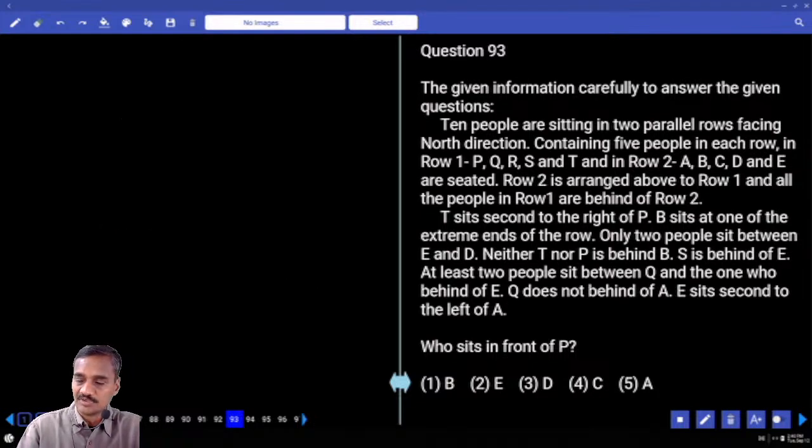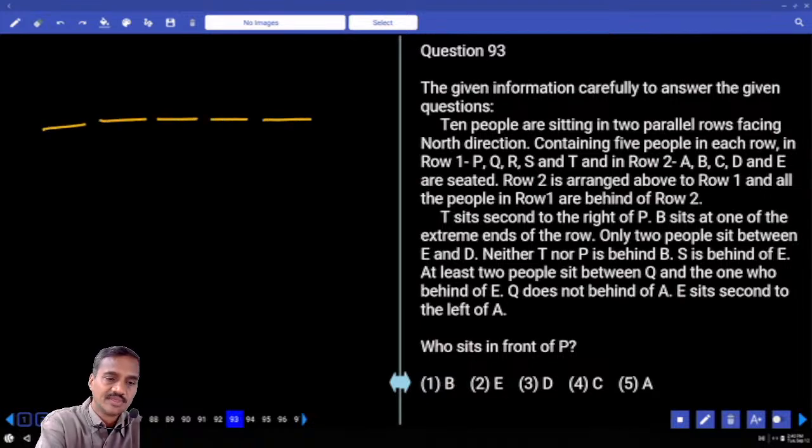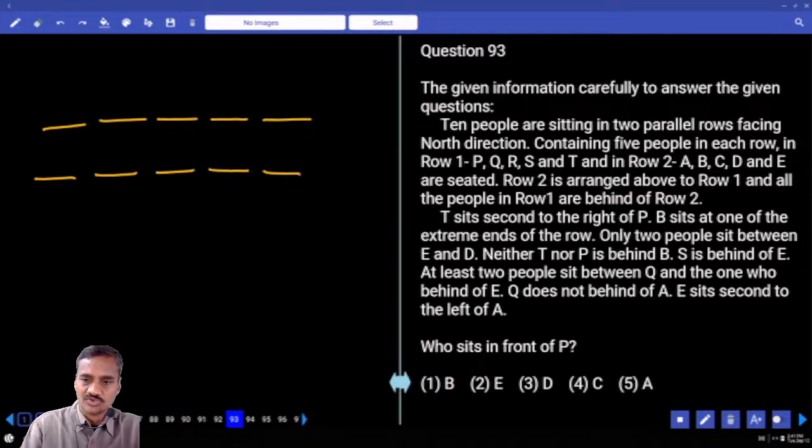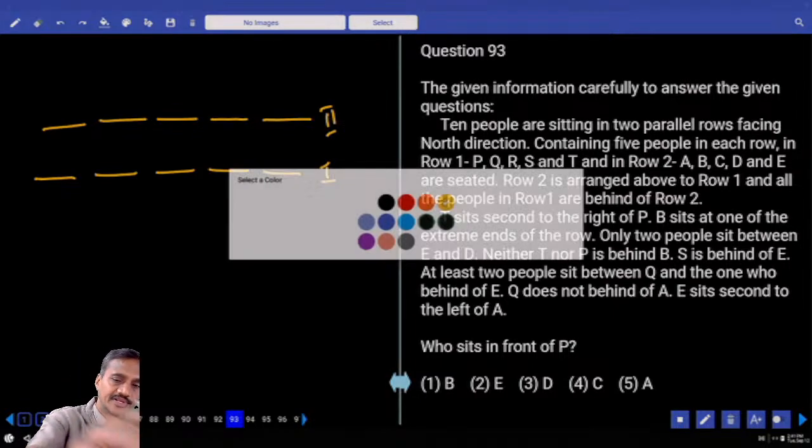Now there are 10 people in 2 parallel rows. 1, 2, 3, 4, 5, and another 5 people, 1, 2, 3, 4, 5. In row 1 are P, Q, R, S, T, and in row 2 are A through E. Row 2 is arranged above row 1, and all of them are behind row 1 or behind row 2. This is row 2 and this is row 1, which means all the persons are facing the same direction.